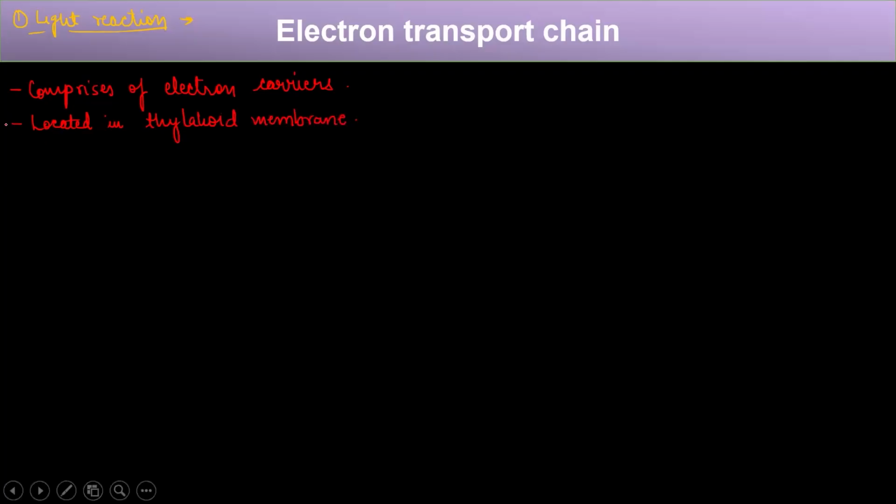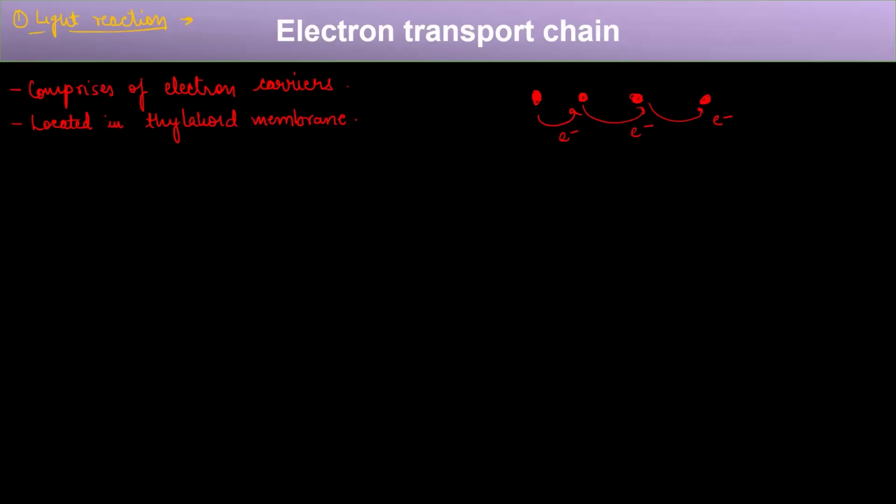What I said is that it comprises of electron carriers. It's not like there is only one electron carrier; it comprises of a series of electron carriers. So this is one electron carrier, this is another, this is third, this is fourth, and they transfer the electron. One transfers its electron to the next one, and that transfers the electron to the next one. Likewise, this happens.